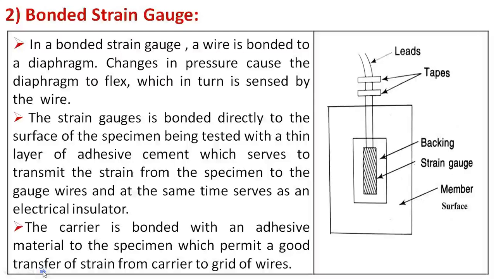So the strain gauge is bonded directly to the surface of the specimen being tested with a thin layer of adhesive, which serves to transmit the strain from the specimen to the gauge wires, and at the same time serves as an electrical insulator. So the carrier is bonded with adhesive material to the specimen, which permits good transfer of strain from the carrier to the gauge wires. So you transfer the strain from the specimen to the wires by using a bonded strain gauge. We have to see in the diagram how the strain gauge is bonded with a diaphragm or specimen.